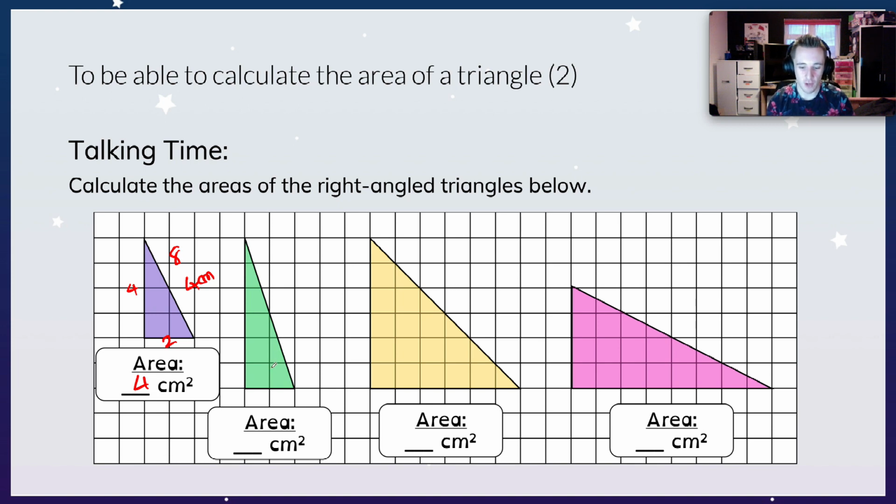Okay, so this one here, hopefully you've just done it. So we've got 1, 2, 3, 4, 5, 6, and 2. 6 times 2 is 12. Half of that is 6. I'll do the third one. 1, 2, 3, 4, 5, 6. So we've got 6 here. And 1, 2, 3, 4, 5, 6. We've got 6 there. So 6 times 6 is 36. Half of that is 18 centimetres squared.